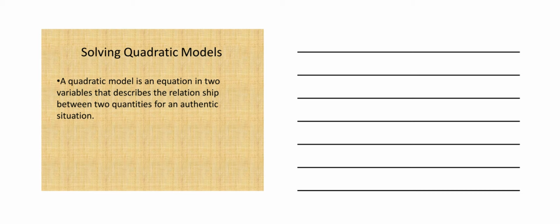Solving quadratic models. A quadratic model is an equation in two variables that describes the relationship between two quantities for an authentic situation. That's a rough idea, rough example. Remember, quadratic models or quadratic equations are in the form of y equals ax squared plus bx plus c. You may not always have the y under, but for reference.